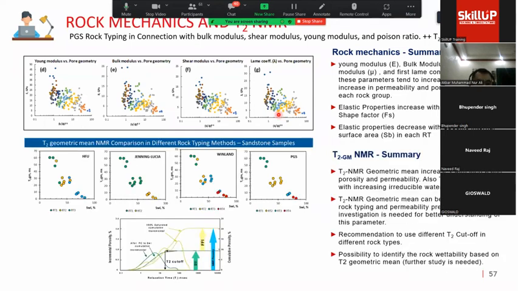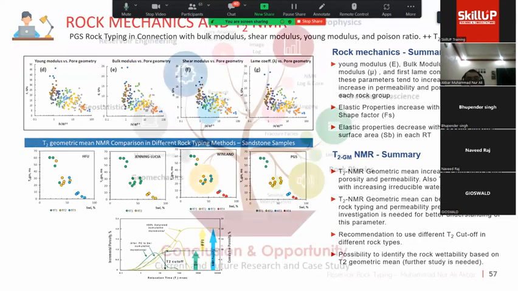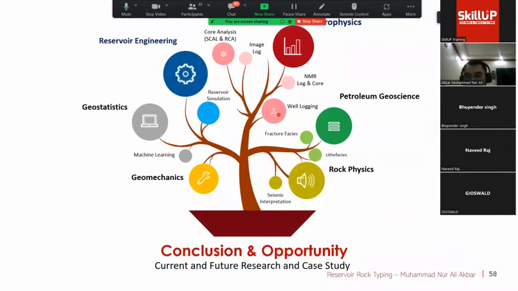Another study that I mentioned, T2 NMR, is also very well connected with the porosity-permeability relation from the pore geometry, pore structure rock typing. So as a conclusion, I think we are reaching our time.